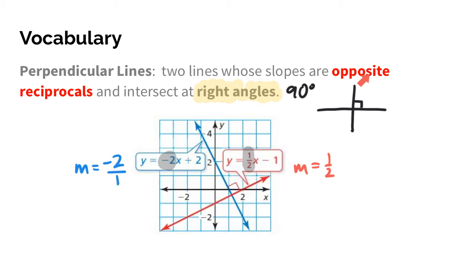And the opposite means that I'm going to change signs. So whereas 1/2 is positive, -2 is negative. So opposite reciprocal means that for the opposite, we are going to change the sign, positive or negative. And the reciprocal means we are going to flip our fraction. So that's what's going to happen for perpendicular lines.